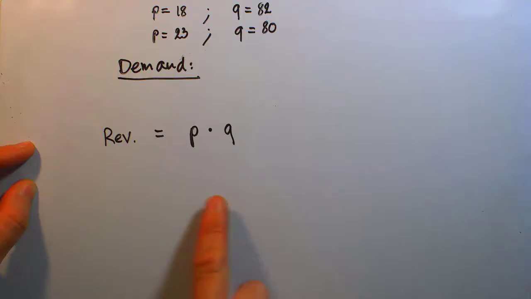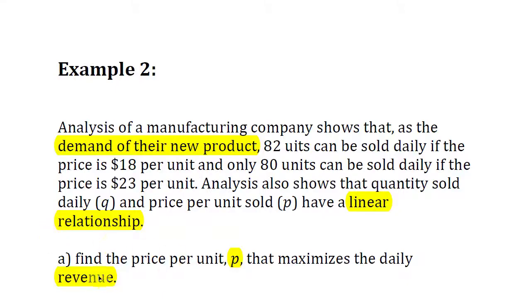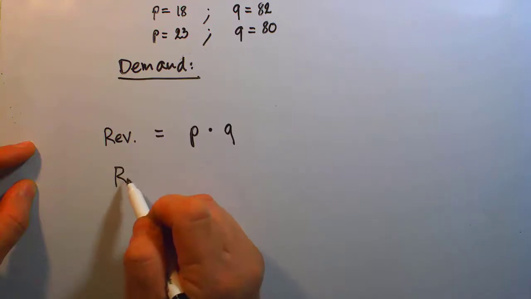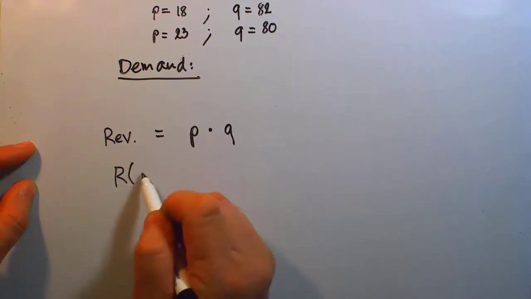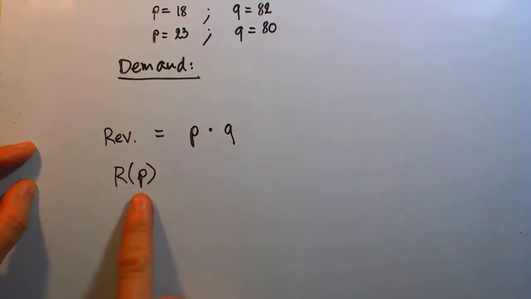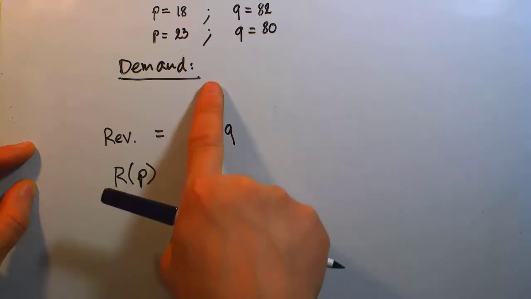The further intention, which I'm going to highlight, is that I want to find the price per unit P that maximizes the daily revenue. The part I highlighted points out the intention that we want to ultimately write our revenue function as R in terms of P. So we regard P as the independent variable, and R is the variable that depends on P. So how does that lead us into deriving our demand function?